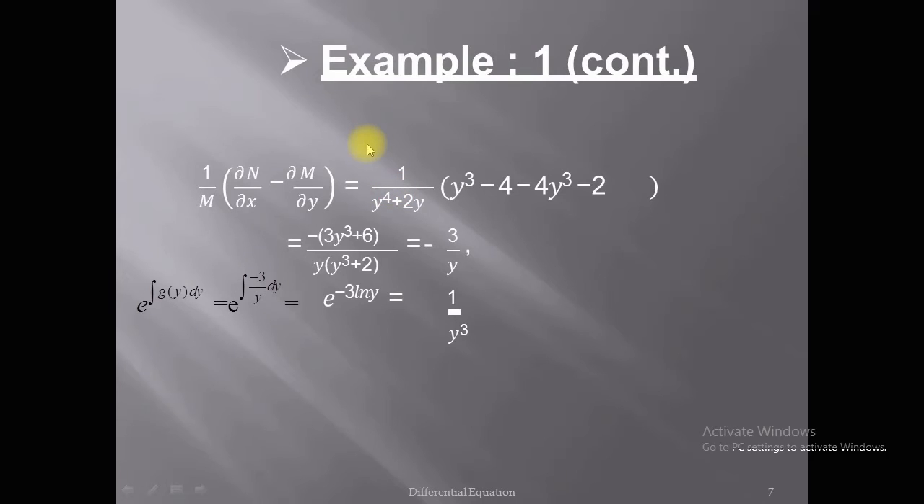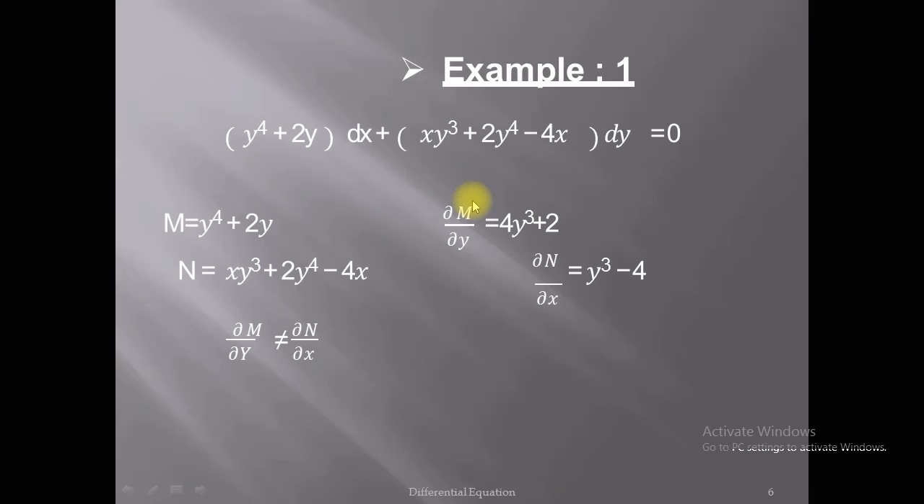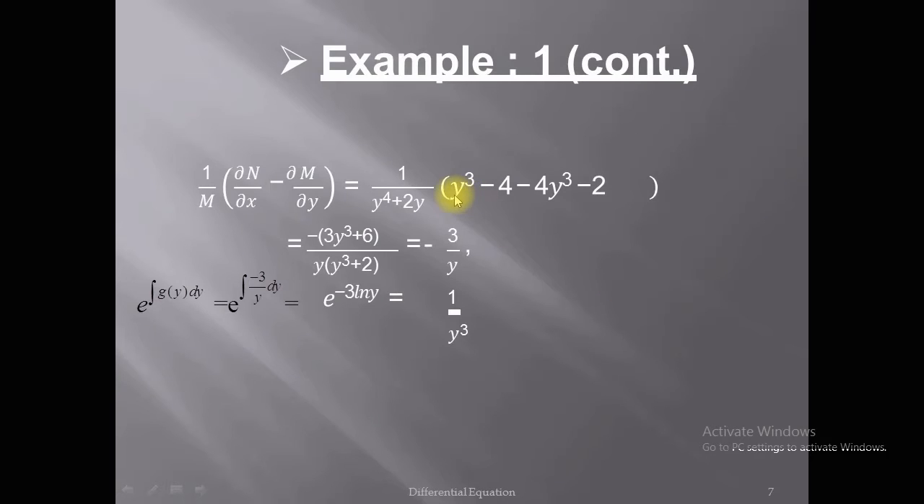Now to find an integrating factor for this non-exact differential equation to make it exact, we use case number 2: 1 over M into (partial N by partial x minus partial M by partial y). This is a function of y, as in the previous lecture. Now 1 over M into partial N by partial x. The value of partial N by partial x is y^3 - 4, so this is y^3 - 4, minus partial M by partial y.